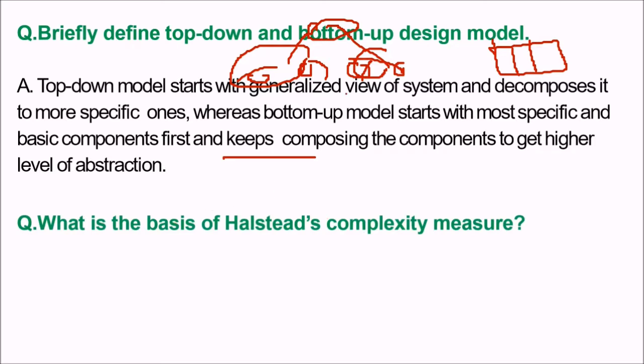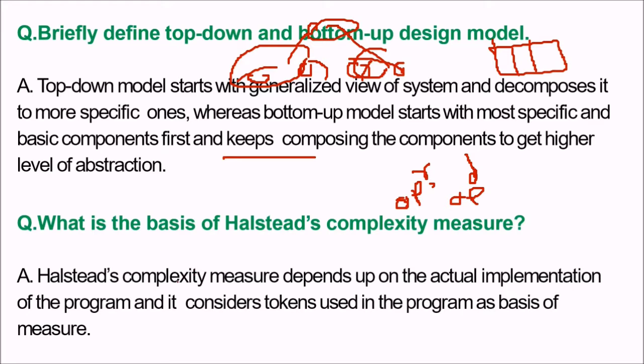What is the basis of Halstead complexity measure? Halstead complexity measure is based on the operators and operands. It depends on the actual implementation of the program, and this is not about the lines of code. It considers tokens used in the program as the basis of measure. So tokens are the basis of measure in the Halstead complexity measure.